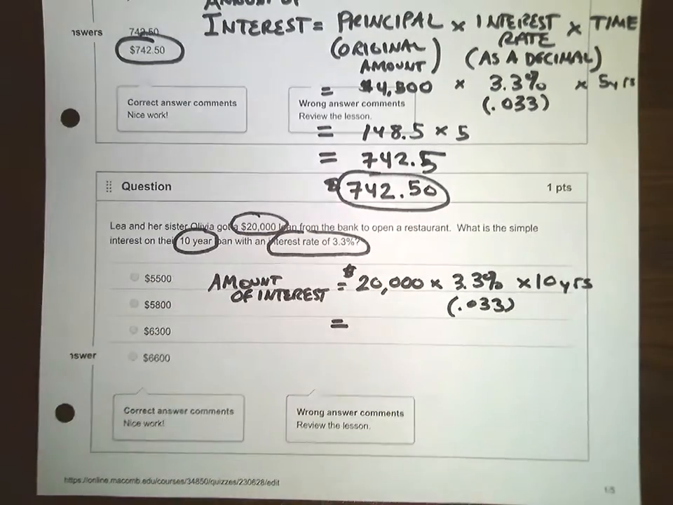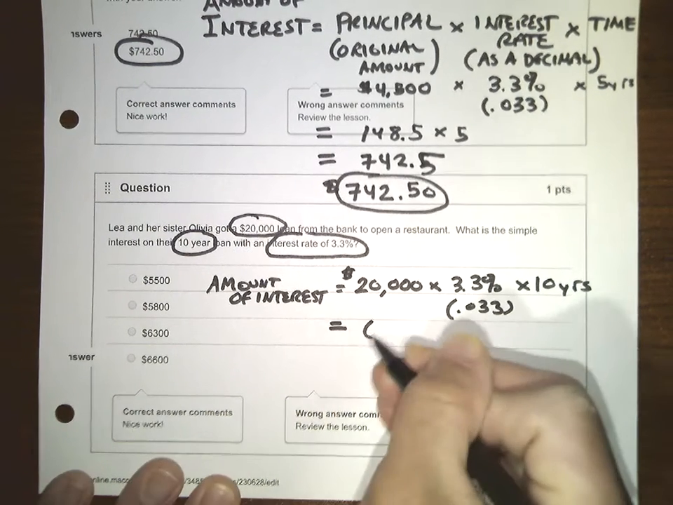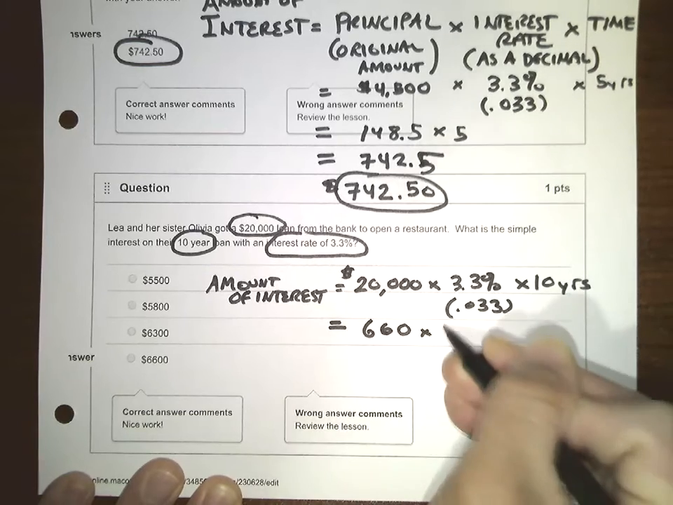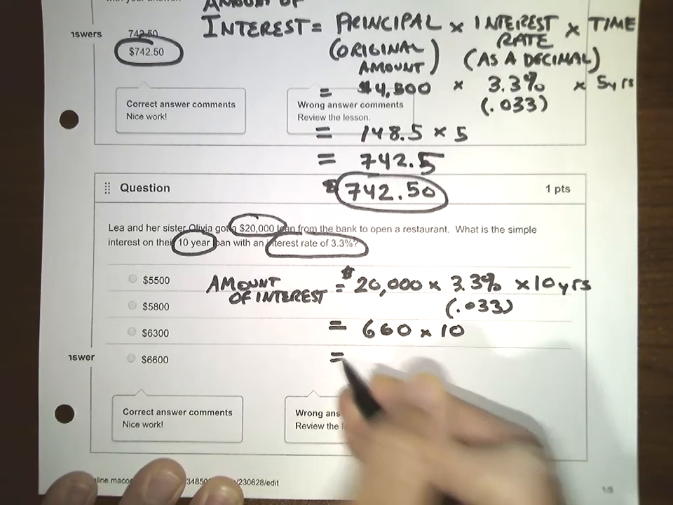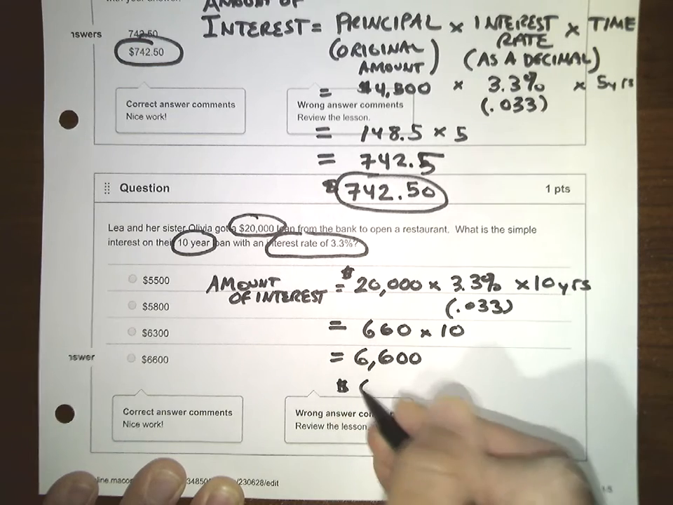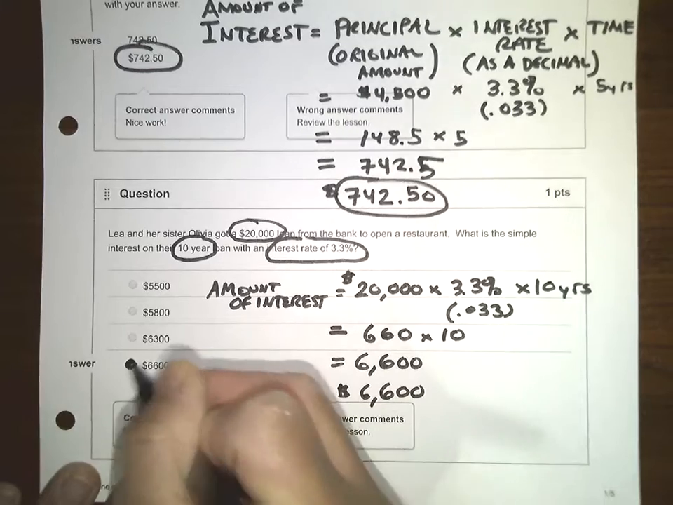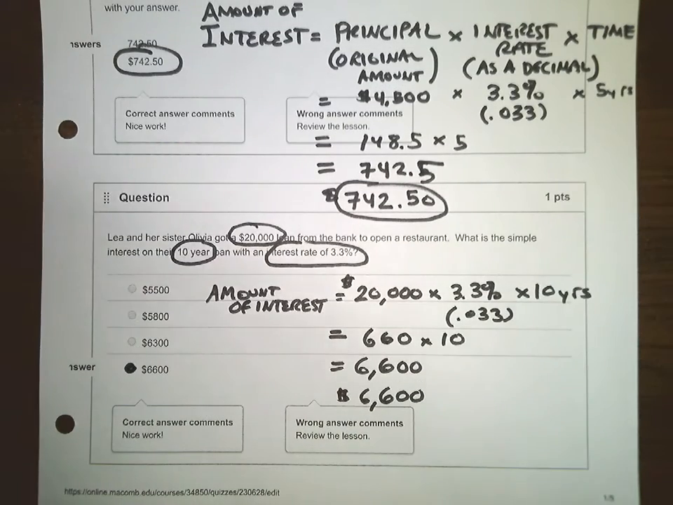So I'll let you do the calculations here, but 20,000 times 0.033 will be 660, and then times 10, that will be 6,600. So in dollars, it will be $6,600. So there you go. There is that answer here.